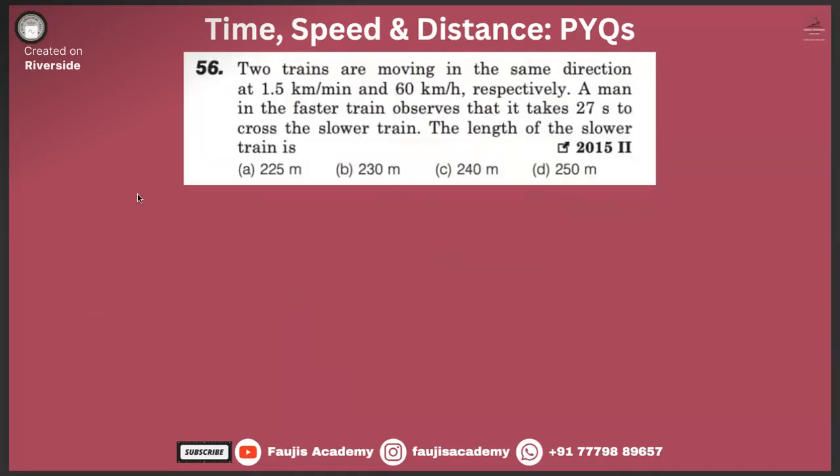What do you mean by 1.5 kilometers per minute? So the unit is given as per minute. Yeah, nothing. It doesn't mean anything.